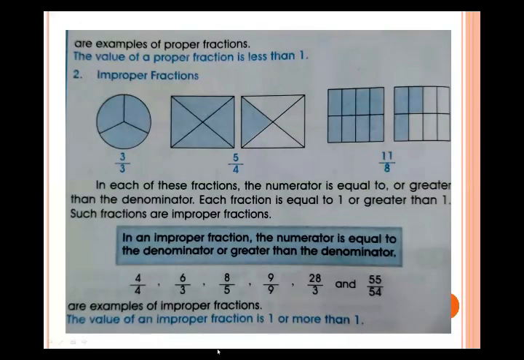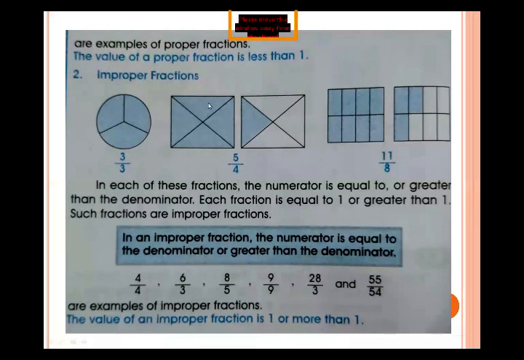Now, here is an example of the improper fraction. These shapes are showing the improper fraction. Look here, total parts are 3. All 3 are shaded. The fraction is 3 upon 3, which is called an improper fraction. The improper fraction is equal to 1 or its numerator is greater than the denominator.